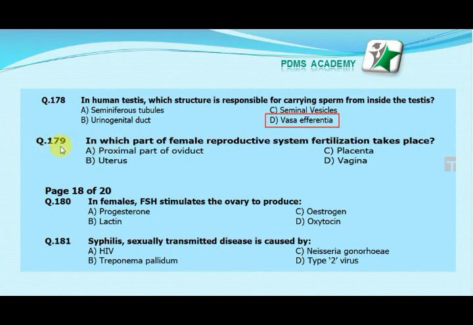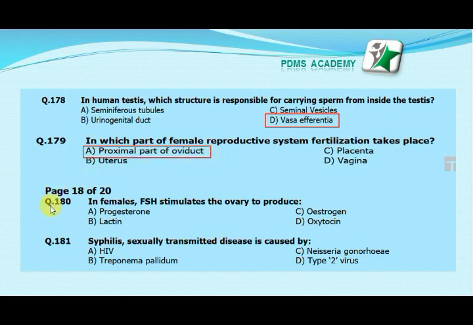Our next MCQ is: in which part of female reproductive system fertilization takes place? Option A, proximal part of oviduct. Option B, uterus. Option C, placenta. Option D, vagina. Our correct answer is A, proximal part of oviduct.